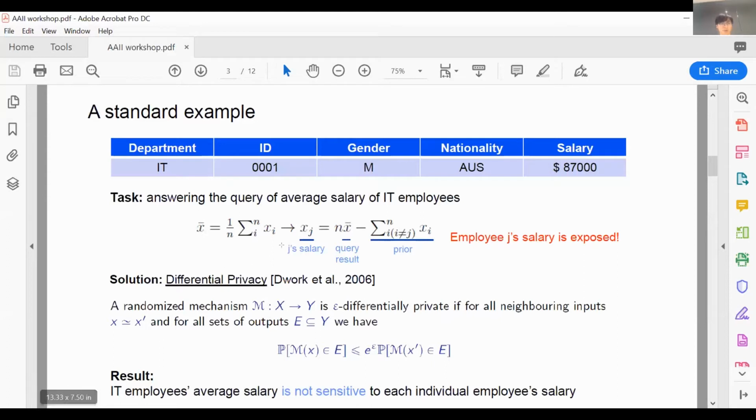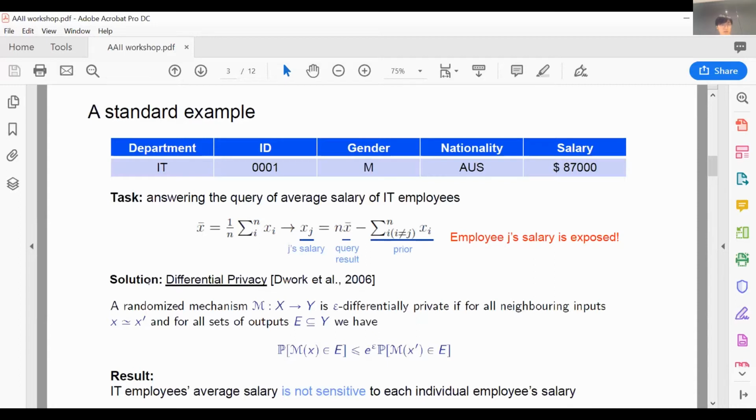It's pretty simple to compute the mean value, the average salary, like this. But with this information, if an adversary is interested in employee G's salary, they can use it to infer G's salary like this, because they have the exact query result and the prior. The prior contains the remaining n minus one employees' salaries. That means employee G's salary is exposed in this context.